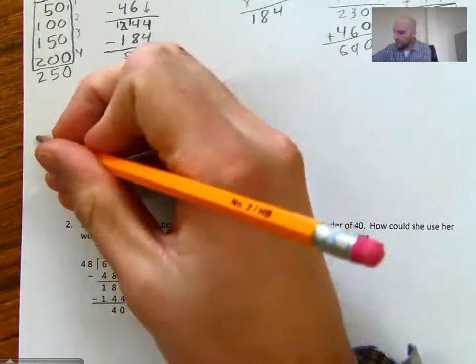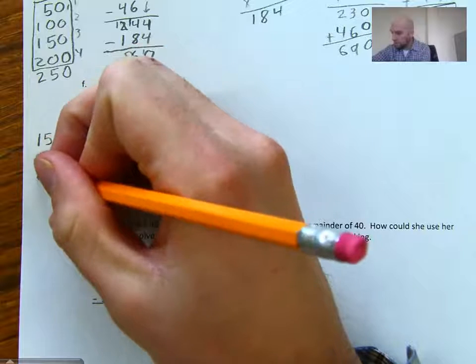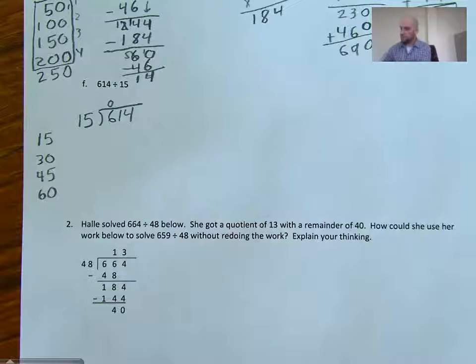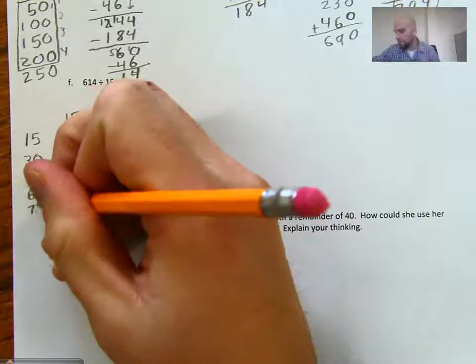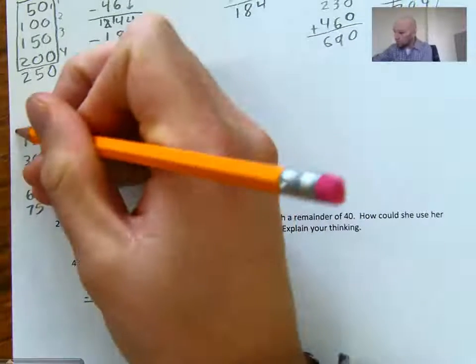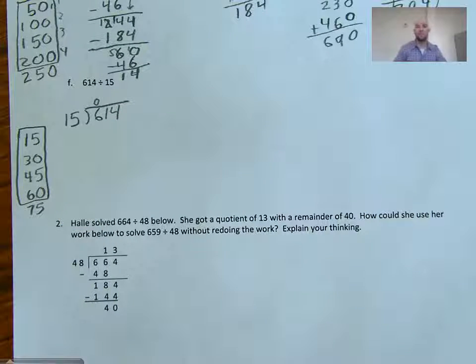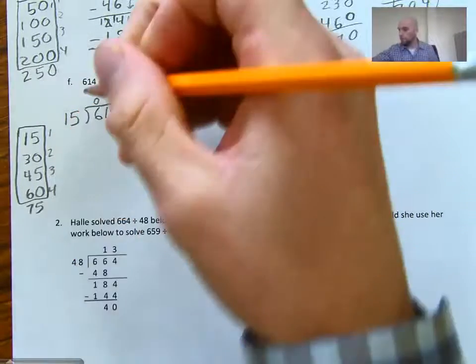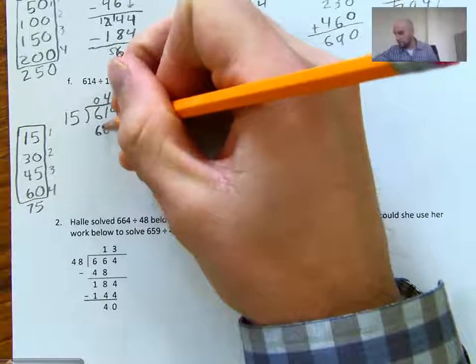I know I'm not going to have to count that high to get up to 60, so I'm just going to go 15, 30, 45, 60. And if I keep going, I would go to 75, so that would be too large. So I know I'm only going to go 60, and I was guessing that was going to be the case because I just know that 60 is a multiple of 15. And then we're going to go 1, 2, 3, 4. So 4, and 4 times 15 is 60.